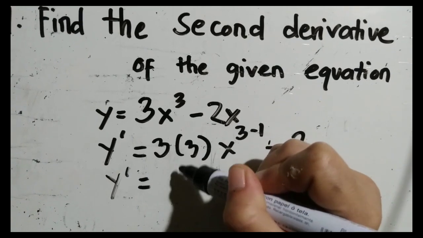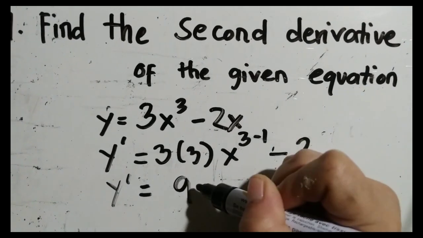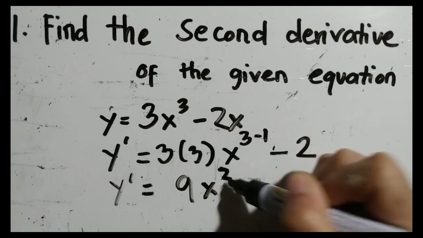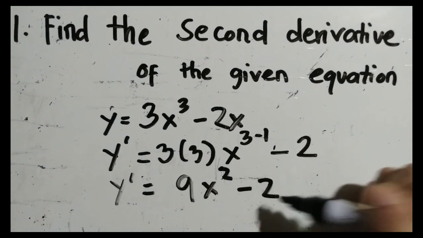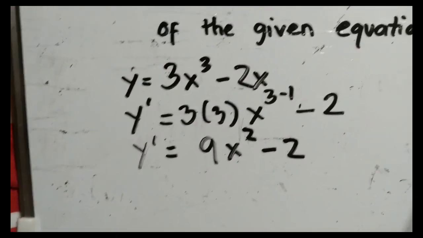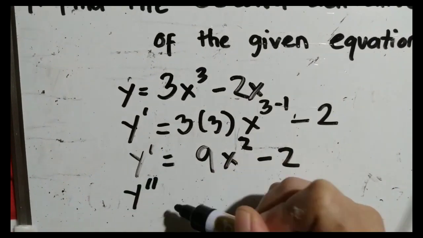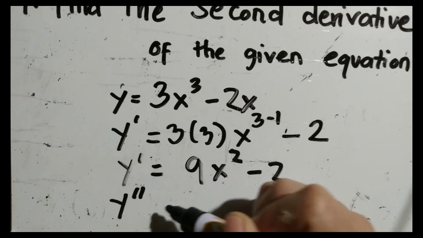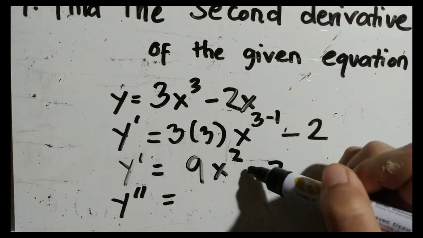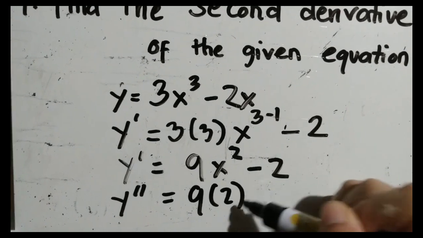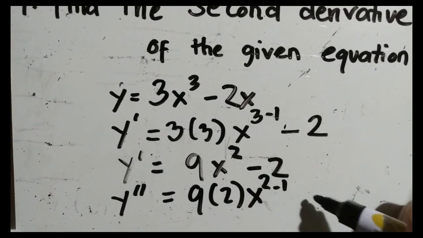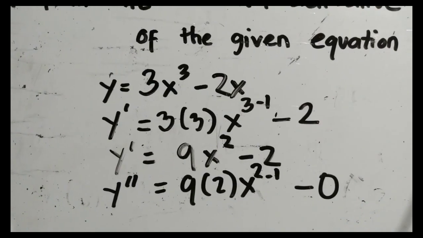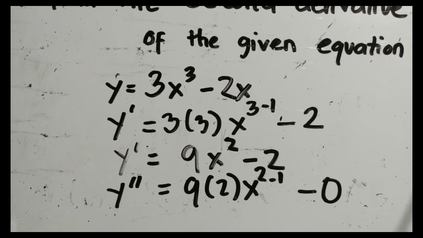Now we simplify. 3 times 3 is 9, then copy the x, and the exponent 3 minus 1 is 2. So 9x squared minus 2. That is the first derivative. Now we're going to find the second derivative. This symbol indicates the second derivative. The same process: 9 times 2, and x raised to 2 minus 1, and the derivative of the constant is 0. The derivative of a constant is always equal to 0.